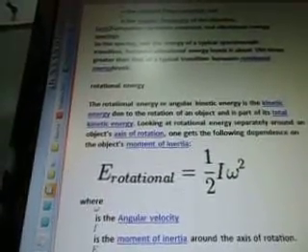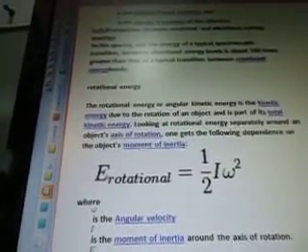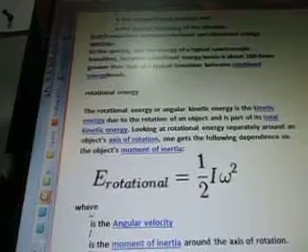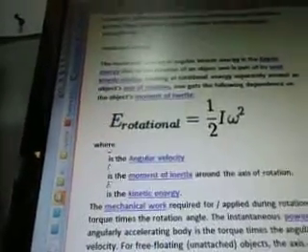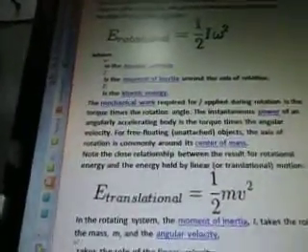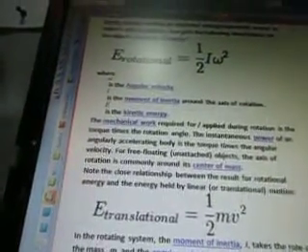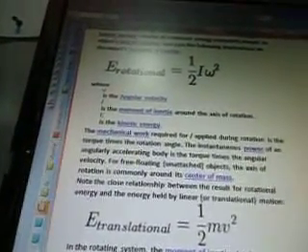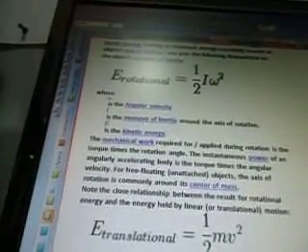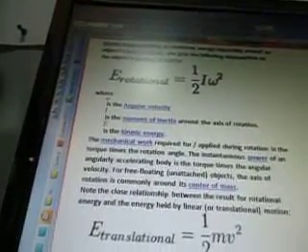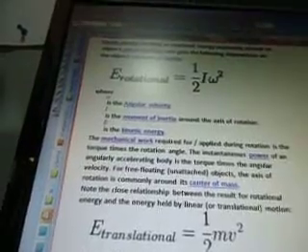Looking at rotational energy separately around an object's axis of rotation, one gets the following dependence on the object's moment of inertia. So there's the quotient there, where omega is the angular velocity, I is the moment of inertia around the axis of the rotation. Again, we have rotation coming up again and velocity. Both these things would have something to do with this UFO idea. E is the kinetic energy.